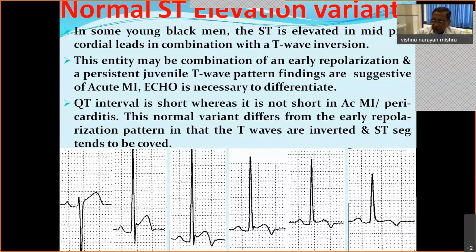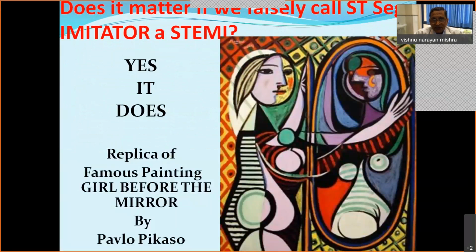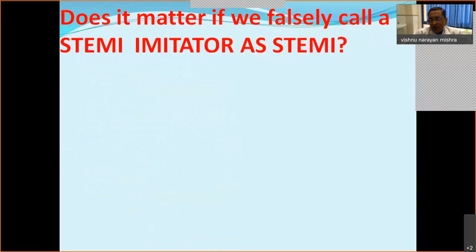There is one more thing which I referred to in this slide also, and that is early repolarization. Now, does it really matter whether it is ST elevation or there is no ST elevation or it is only just an imitator? Yes, it does. Now, here you are seeing a replica of the famous painting Girl Before a Mirror by Pablo Picasso. But you see, the original is original and the replica is a replica.